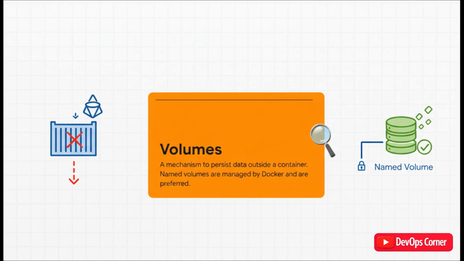This is what volumes are for. By defining a named volume for our database, we're telling Docker, hey, see this data directory inside the container? I need you to store that in a special, safe place on my computer. This means our precious data will survive restarts, updates, and even a complete docker-compose down.